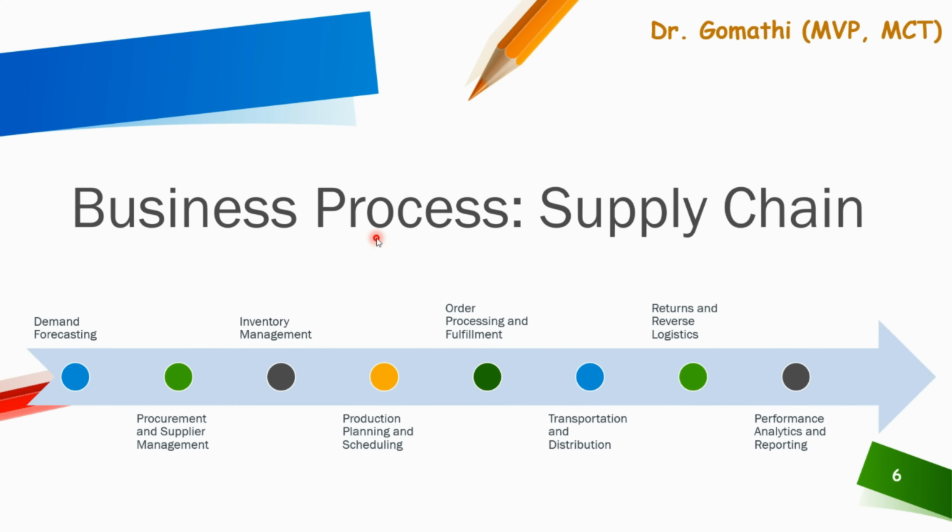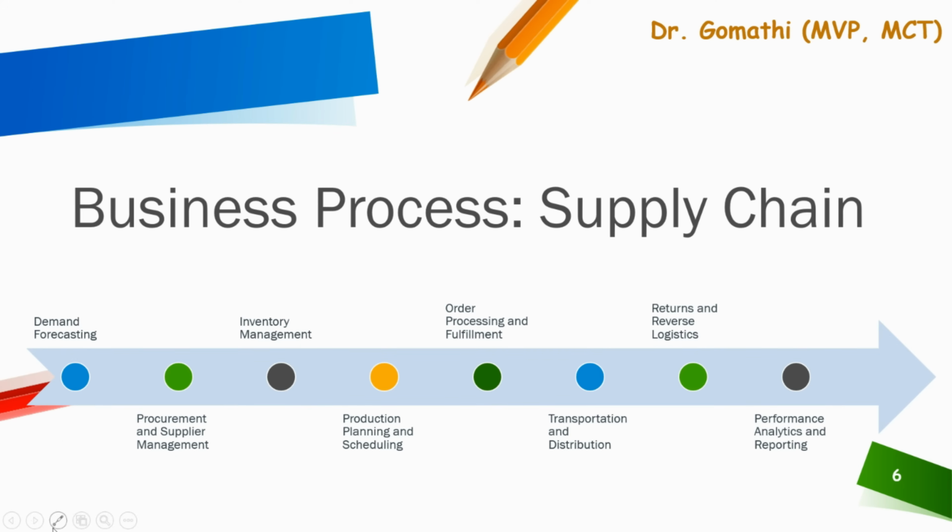Start with demand forecasting: predicting future customer demand to optimize inventory levels and production schedules. Procurement and supplier management: sourcing and selecting suppliers, negotiating contracts, and managing supplier relationships to ensure timely and cost-effective supplies. Inventory management: managing and controlling inventory levels to balance demand and supply, prevent stockouts or overstocking, and minimize holding costs. Production planning and scheduling: determining what to produce, when to produce, and how much to produce to meet customer demand while optimizing resource utilization.